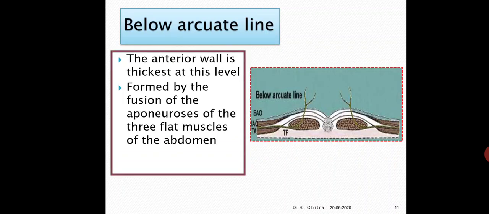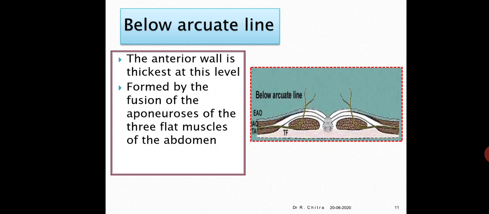Below the arcuate line, what is the anterior wall and what is the posterior wall? The anterior wall is formed as all three aponeuroses pass anterior to the rectus abdominis muscle at this level. So the anterior wall is thickest at this level, formed by the fusion of the aponeuroses of the three flat muscles of the abdomen. That is, in the image you can see, the anterior wall is formed by the external oblique aponeurosis, internal oblique aponeurosis and transverse abdominis aponeurosis.